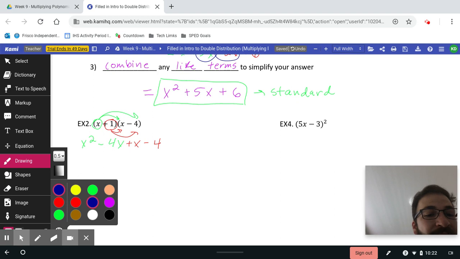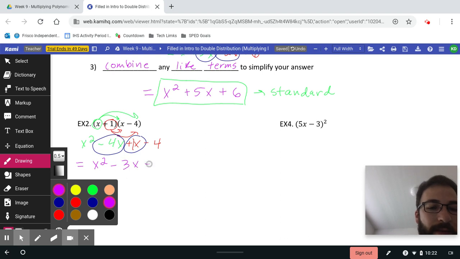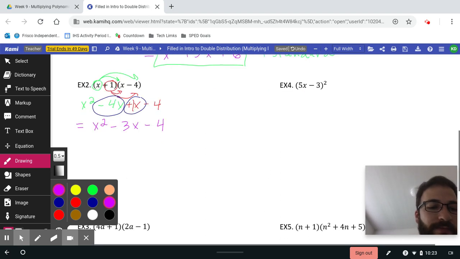Then I take any like terms, so negative 4x and positive 1x, and go ahead and add in that 1 so it's easier to combine my like terms. So negative 4 plus 1, we're going to subtract. So 4 minus 1 is 3. And then we keep it negative because the negative is bigger. So we get negative 3x. x squared minus 3x minus 4.